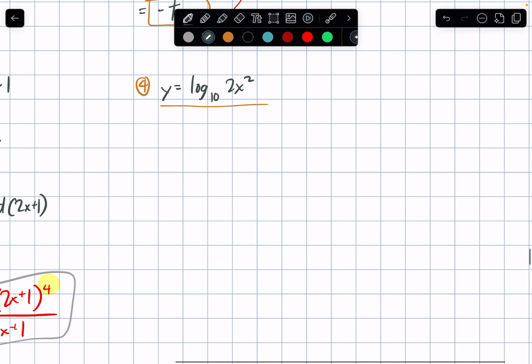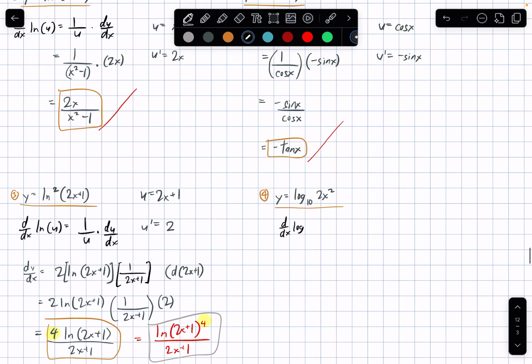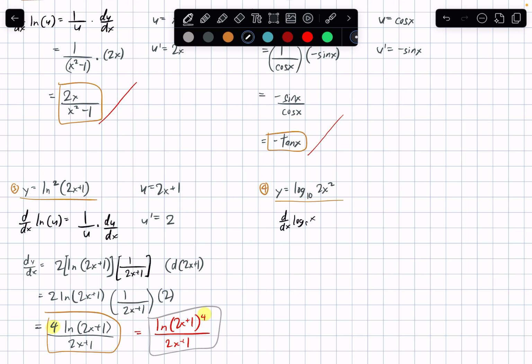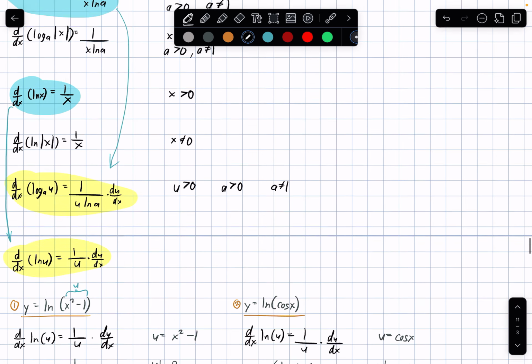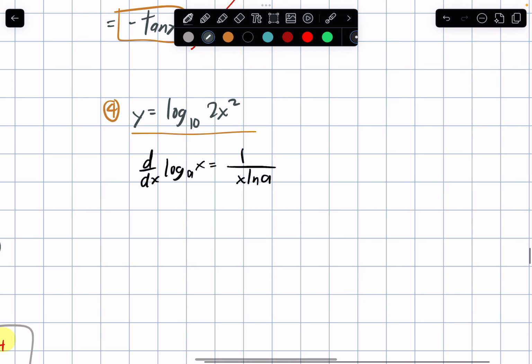Okay, number 4. d over dx log, what are our formulas again? x base a is equal to 1 over x ln a. x is this, ln, and then a is 10.